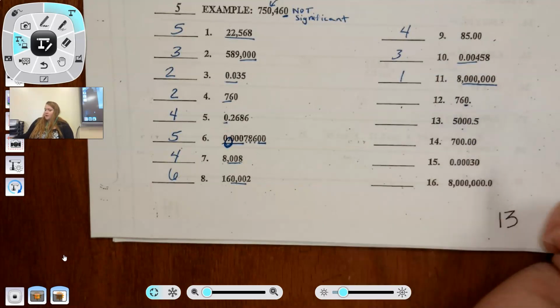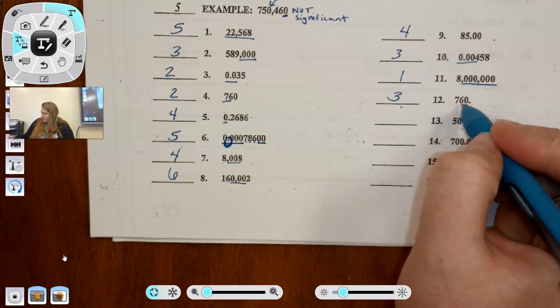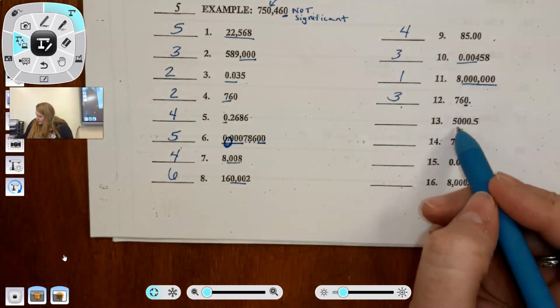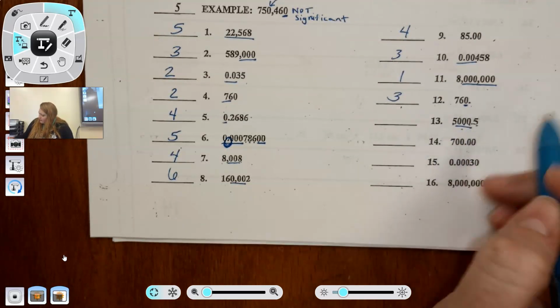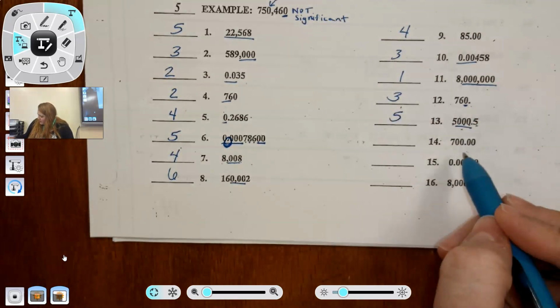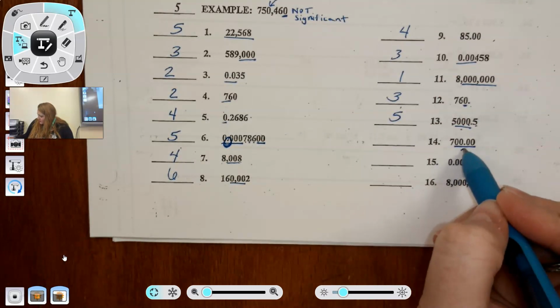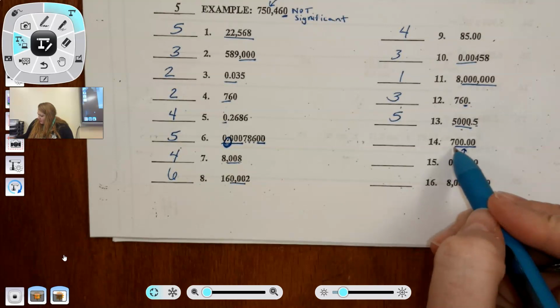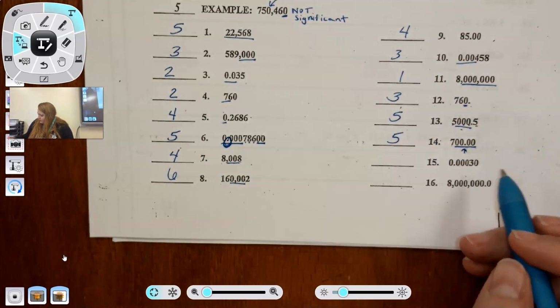Here's a decimal, so that means it was measured, and that trailing 0 is significant. So there are 3 sig figs there. 1, 2, 3. These are sandwich zeros. They're important. 1, 2, 3, 4, 5 sig figs. These are all trailing zeros. There is a decimal, so that means they are important. 1, 2, 3, 4, 5 sig figs.